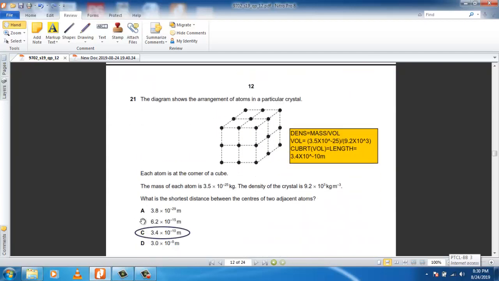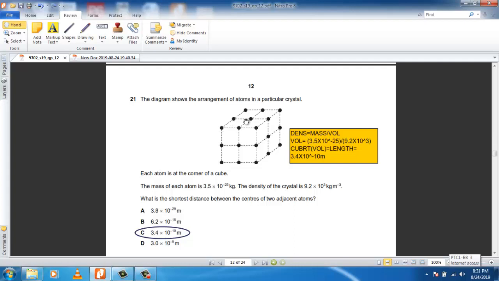Question number 21 says the diagram shows the arrangement of atoms in a particular crystal. Each atom is at the corner of the cube. The mass of each atom is 3.5 times 10 raised to the power negative 25 kg. The density of the crystal is 9.2 times 10 raised to the power 3 kg per meter cubed. What is the shortest distance between the centers of two adjacent atoms? Now, you have to find the distance between two adjacent atoms, so you have to find the length of a cube.